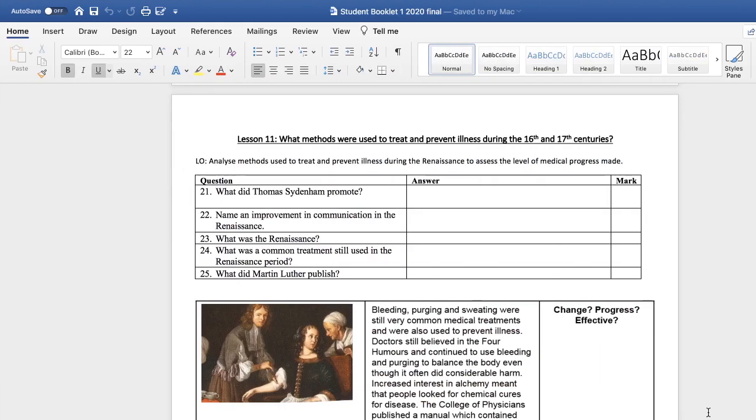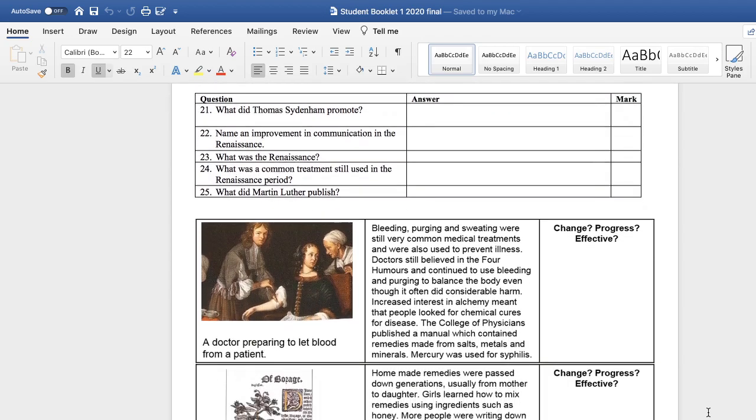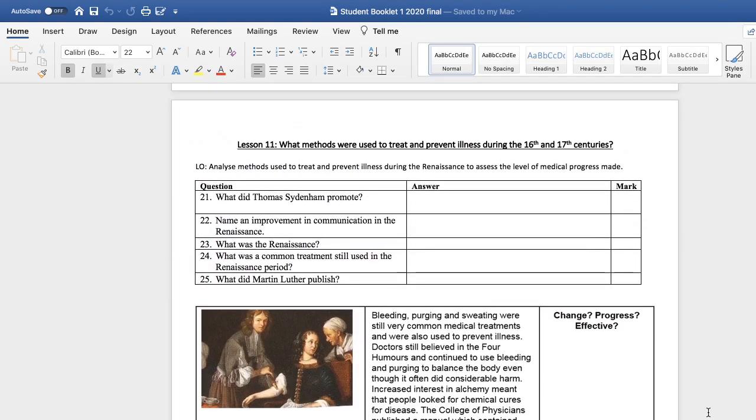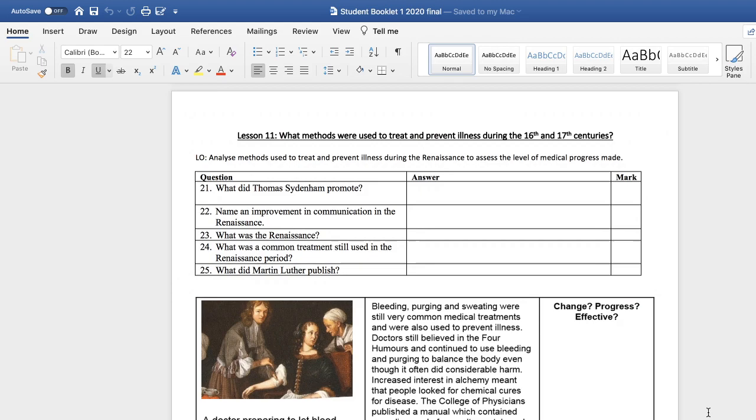Okay, so today we are on lesson 11 of the booklet. What methods were used to treat and prevent illness during the 16th and 17th centuries? That is on page 27 and should look like this. You should have completed the previous lessons before doing this lesson so that you can really understand what we're talking about in today's lesson.